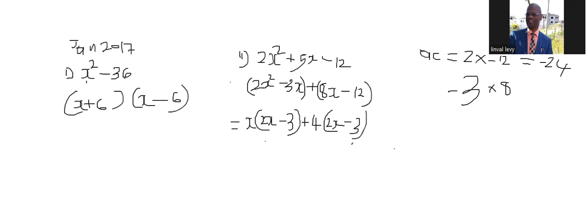Good. So now we have x plus 4, 2x minus 3. Again, remember that we must have the same thing in both brackets. All right, so we have x plus 4, 2x minus 3. And again, you can always expand the bracket, and if you expand the bracket, it should take you right back to where you're coming from.